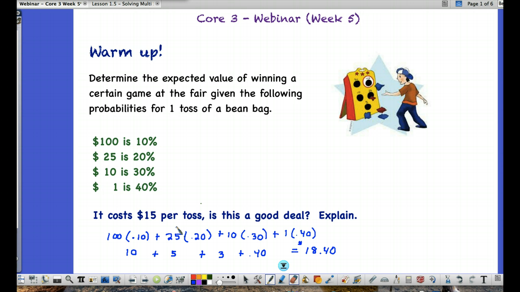Okay. And remember, you guys, there is a lesson in week 4, I believe, on expected value. So if you want to look at it a little bit more, go ahead and go to week 4 after we're done.